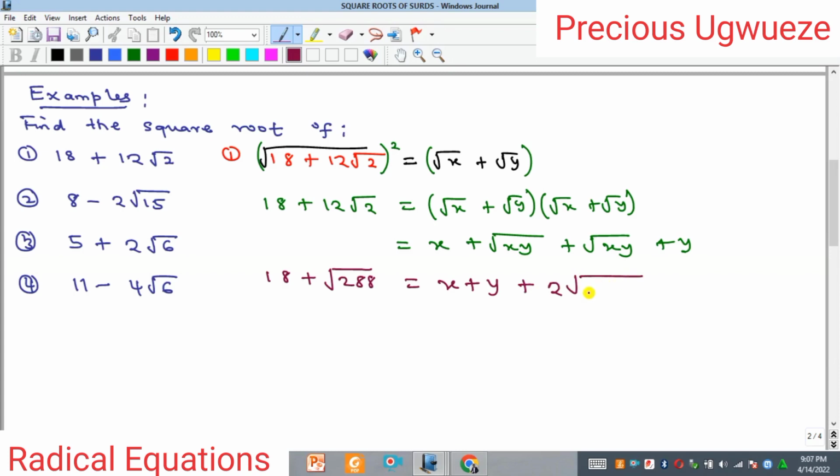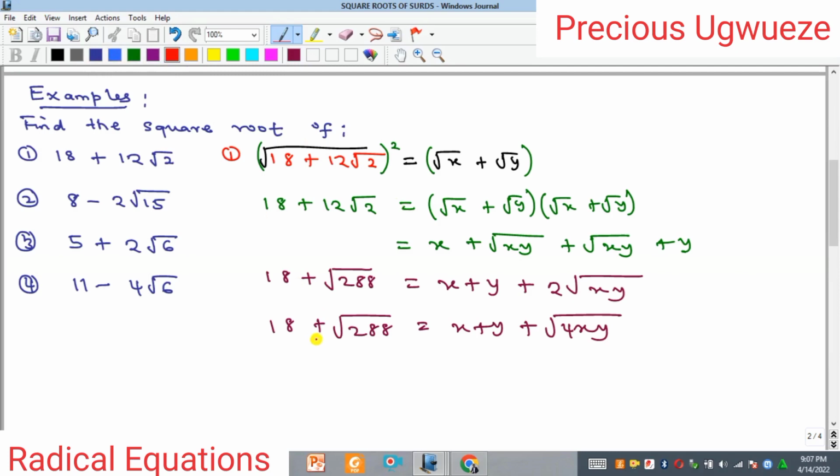And of course, this is going to be 18 plus the square root of 288 is equal to x plus y. Now take these two also into the square root. That will give us the square root of 4xy.